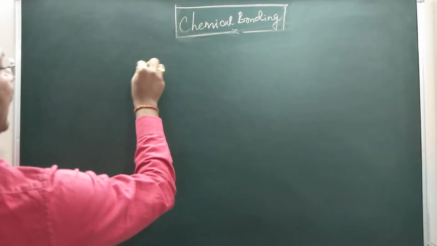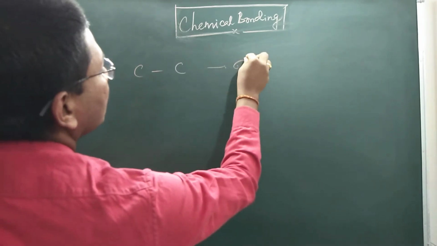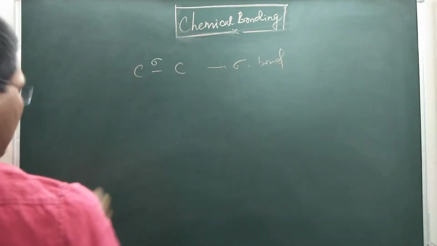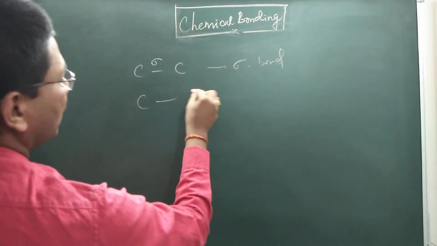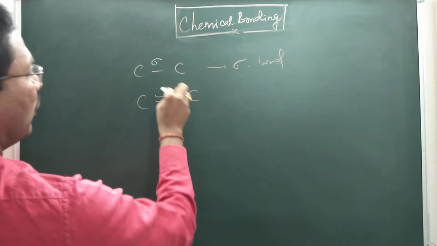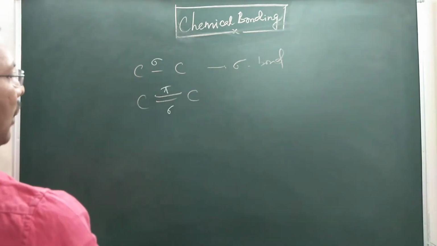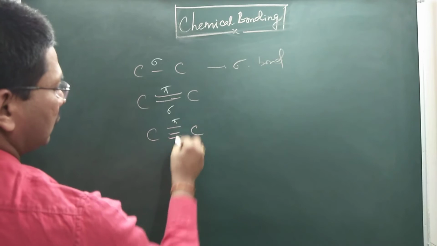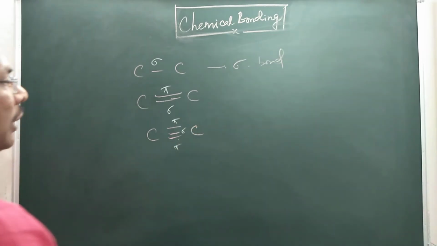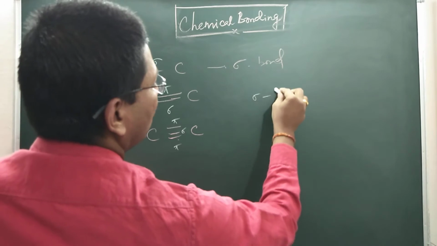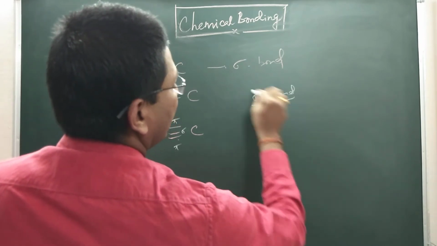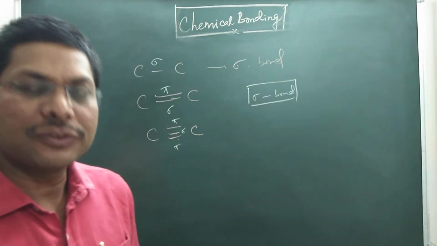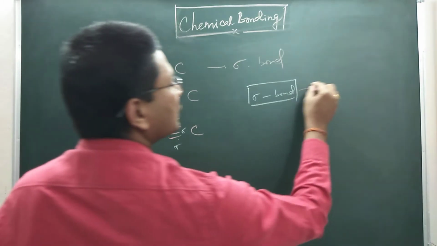Now you have to remember that a carbon-carbon single bond has a sigma bond. Sigma bonds are strong bonds. But a carbon-carbon double bond has one pi bond, one sigma bond. And a carbon-carbon triple bond has two pi bonds, one sigma bond. So you have to keep in mind that a sigma bond is a stronger bond, which is formed by axial overlapping of orbitals.